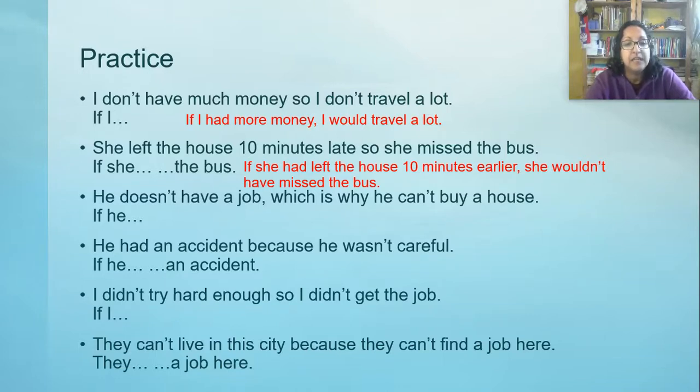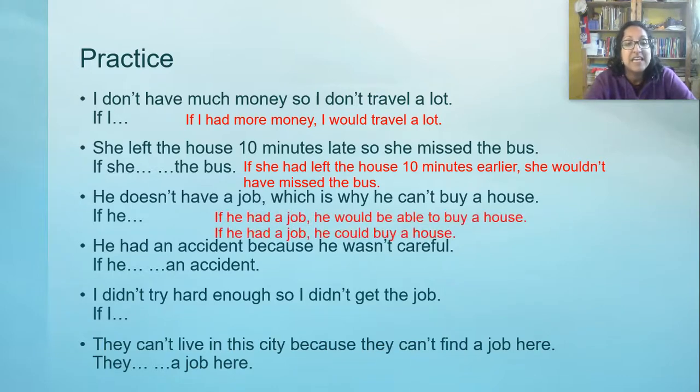The third one. He doesn't have a job, which is why he can't buy a house. If he had a job, he would be able to buy a house. You could also say, if he had a job, he could buy a house.